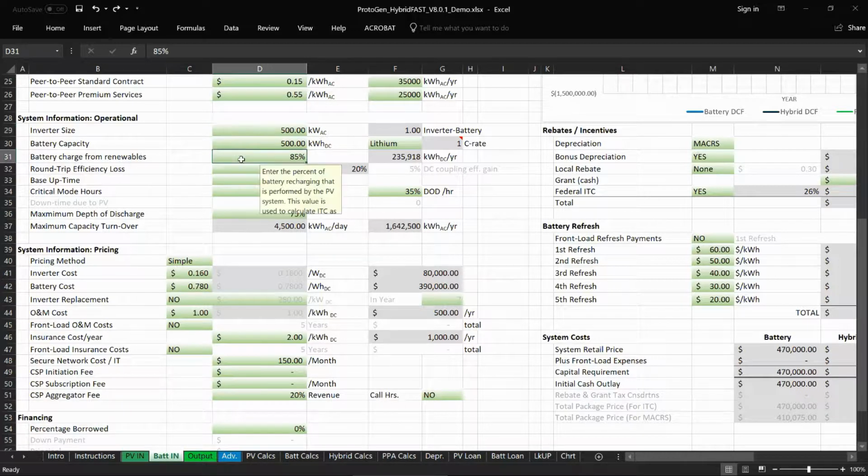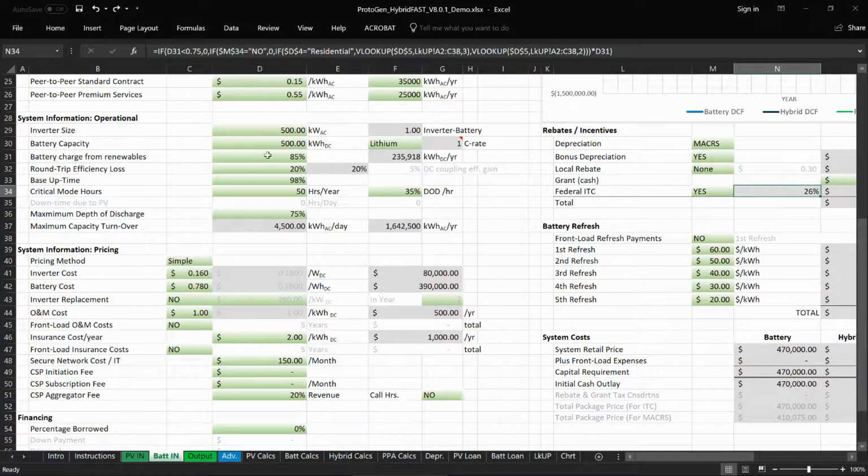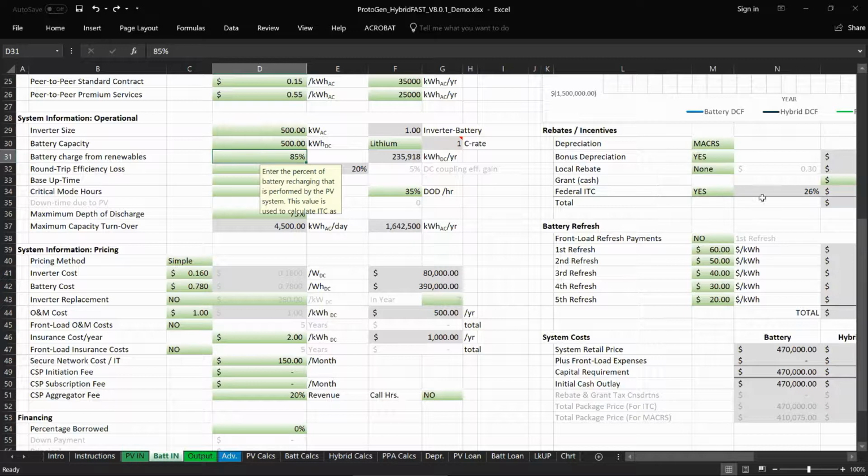Also, this is where you can input how much of the battery charge, based on your capacity turnover, is coming from renewables, which is critical for your federal ITC value. You see at 85%, we're only allowed 26% of the ITC. If we change this to 74, which is below the 75% cap, the ITC goes away. If you go back to 100%, you get the full ITC.